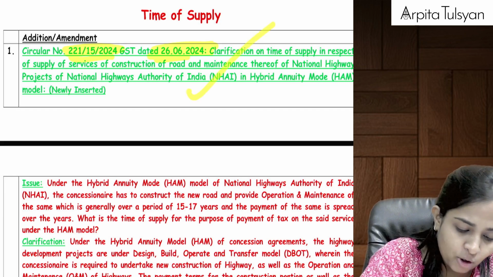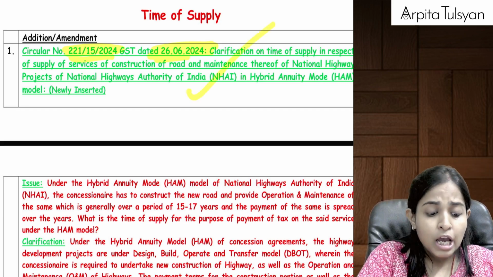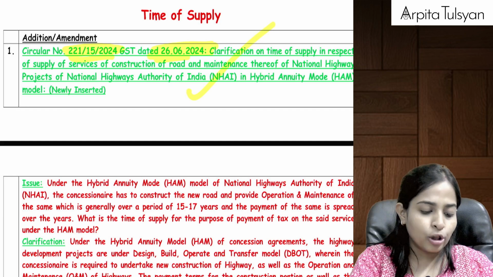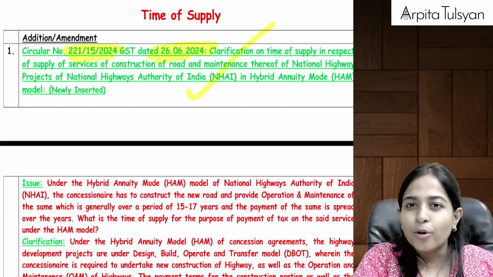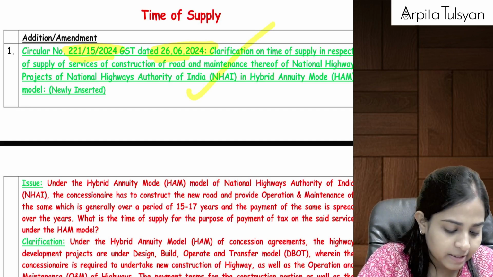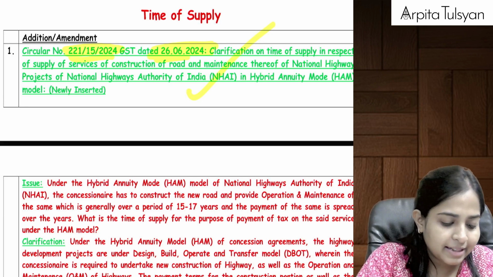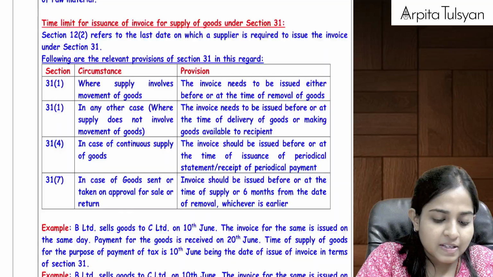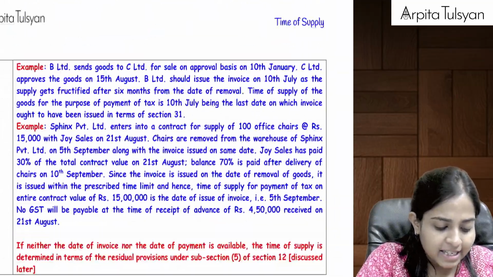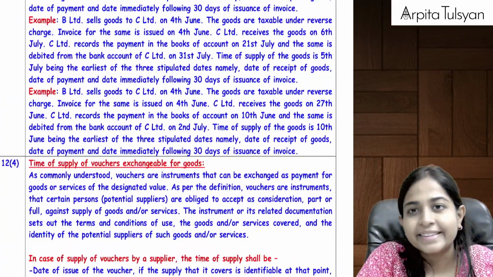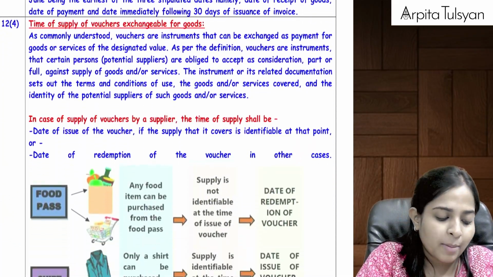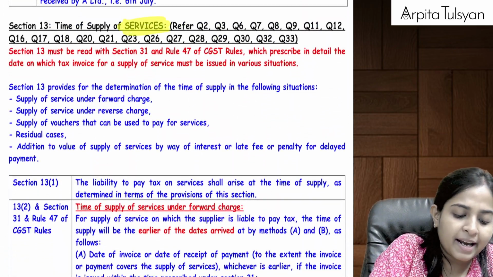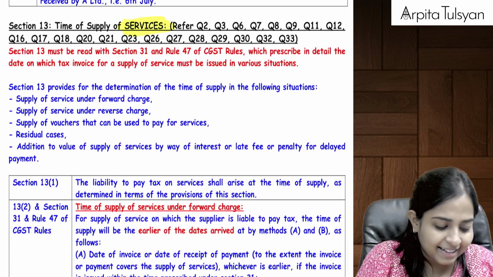This mainly talks about your projects relating to highways and those things, construction of roads, maintenance of roads. Very, very simple. Let's try to understand. First of all, this is considered as a service, right? If this is considered as a service, then we will have to go to section number 13. Section number 12 was talking about time of supply in case of goods, and section number 13 is talking about time of supply of services. I hope you recollect this part.